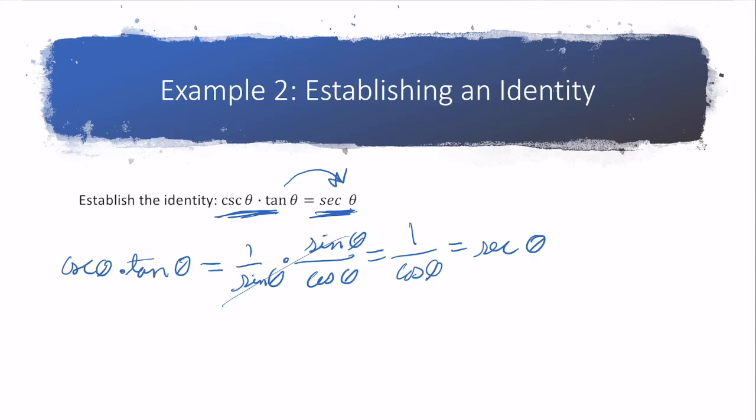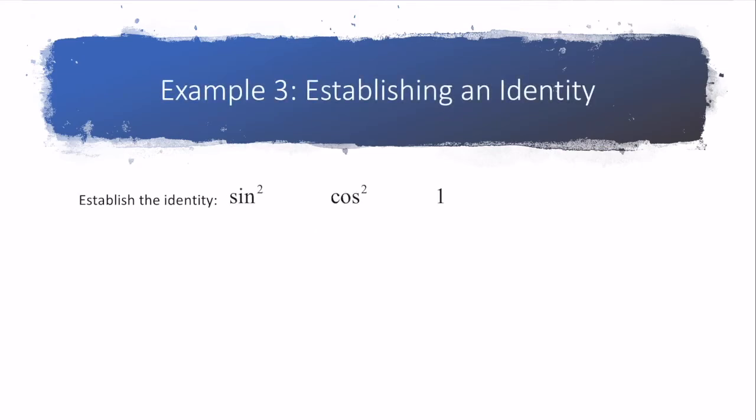Let's take a look at example 3. Now I've got sine squared of negative theta plus cosine squared of negative theta equals 1. This is when I'm going to have to establish this identity that my left-hand side actually equals the right-hand side. Now, normally we don't have negative thetas, so this is going to be a hint that we're going to have to use the even-odd identities.